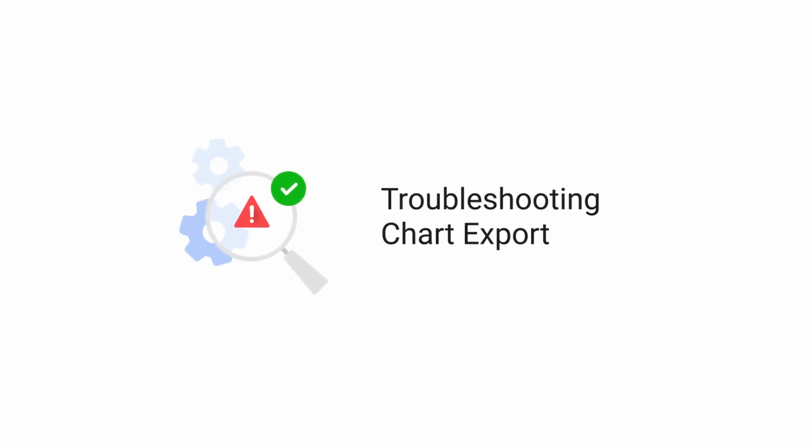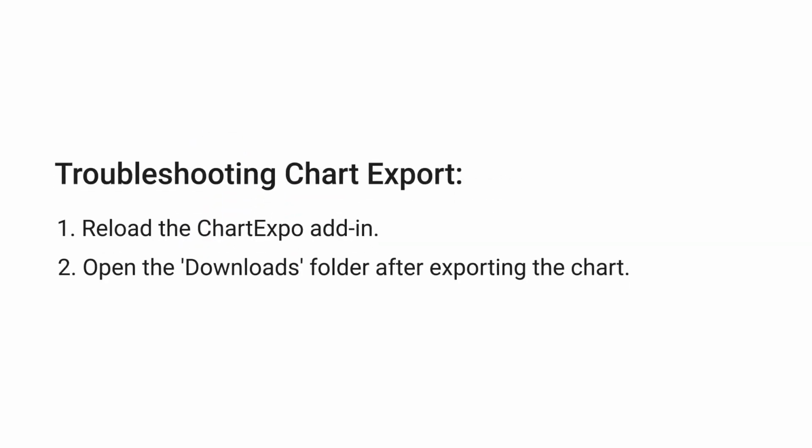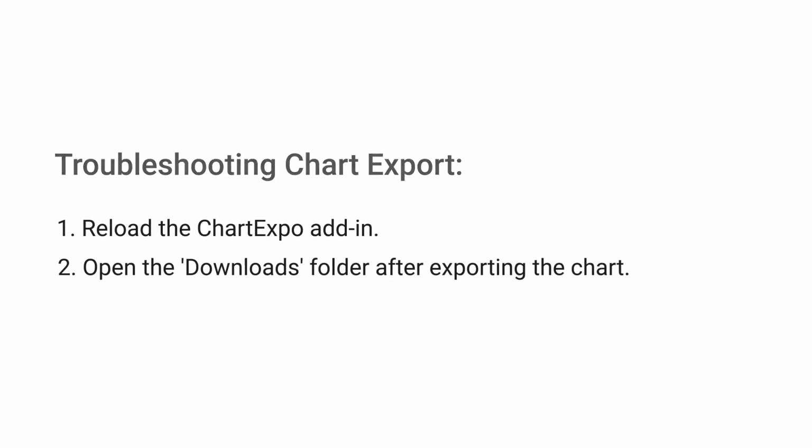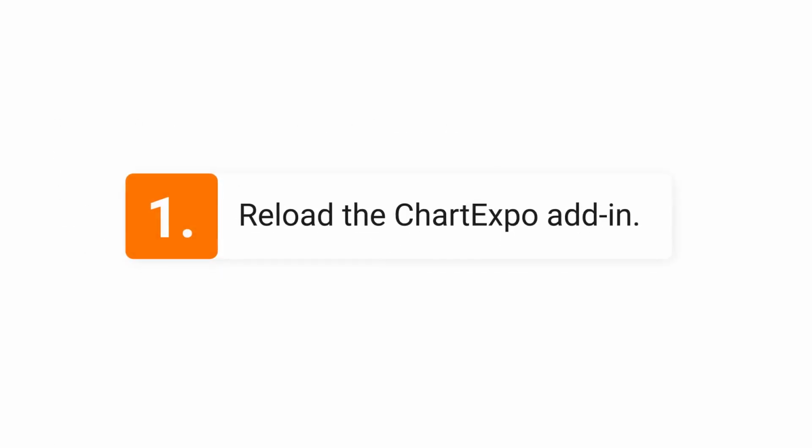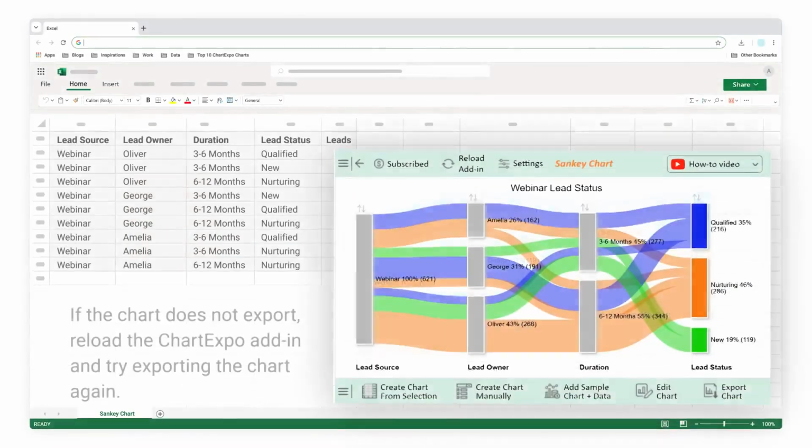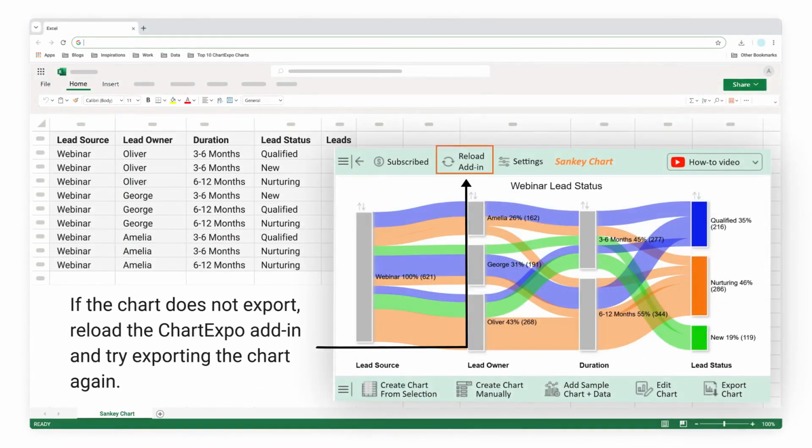Troubleshooting chart export. 1. Reload the ChartExpo add-in. 2. Open the Downloads folder after exporting the chart. 1. Reload the ChartExpo add-in. If the chart does not export, reload the ChartExpo add-in and try exporting the chart again.